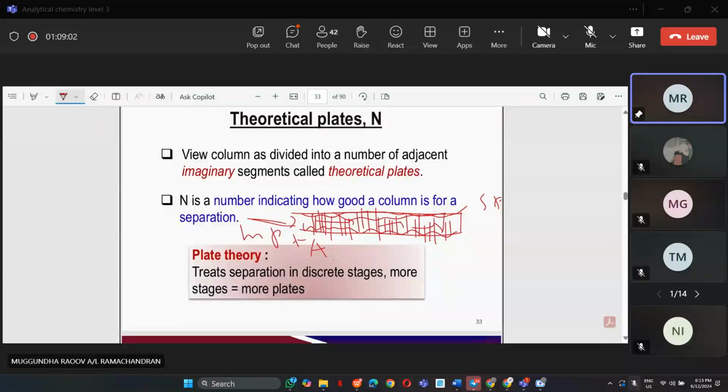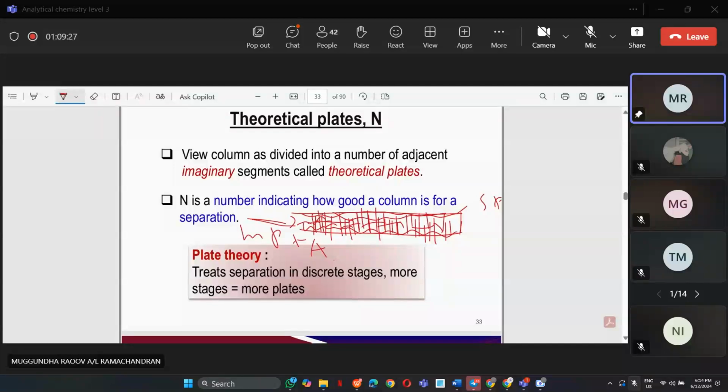This is what we call the theoretical plate number. The analyte will go through from one plate to another plate, so there will be some equilibrium process there before it jumps. We call these imaginary segments, and it's called the theoretical plate number. So N is a number indicating how good a column is for the separation.